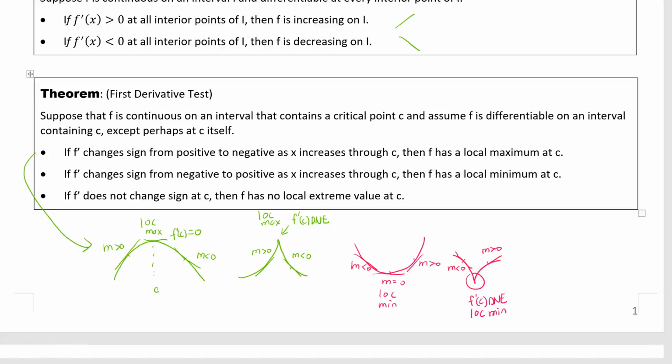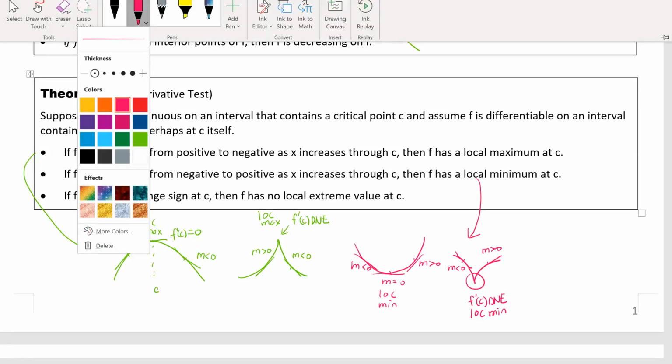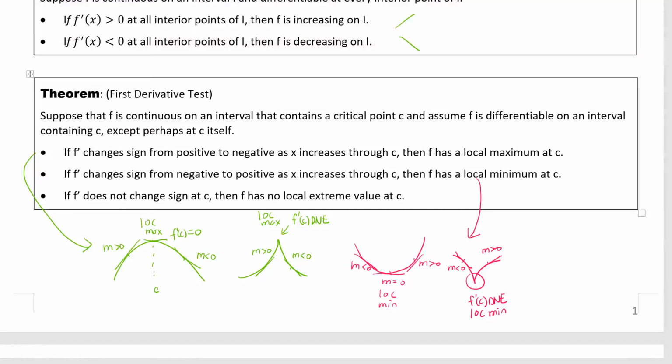And if f prime does not change sign at c, then f has no local extreme value at c. So this picture is like this one. You can see f is increasing here, and here f is also increasing, even though the slope is 0 or might not be 0.